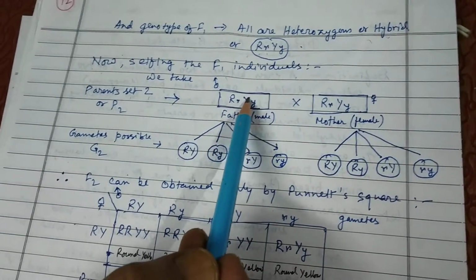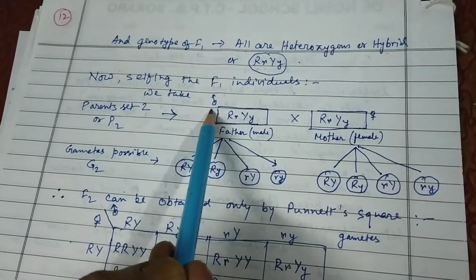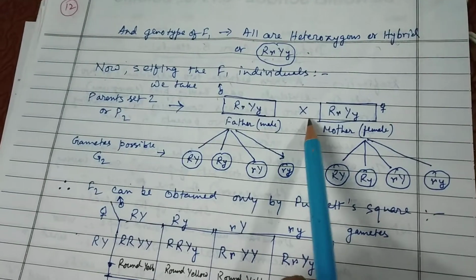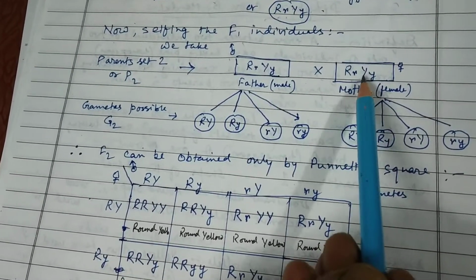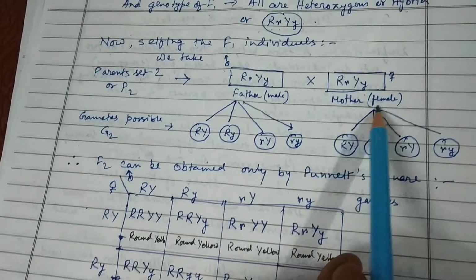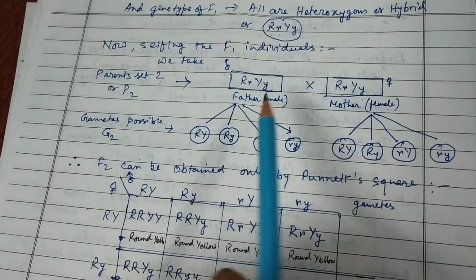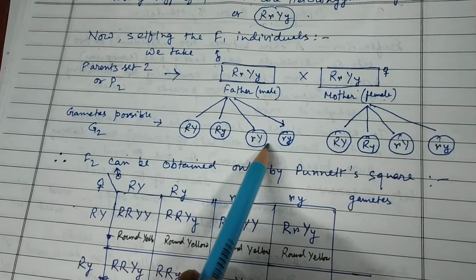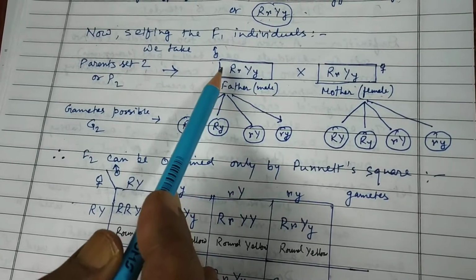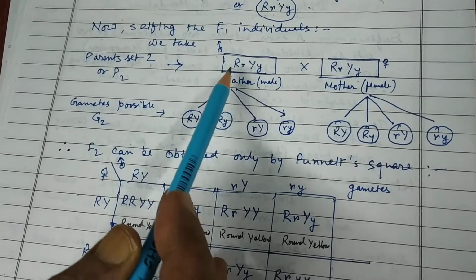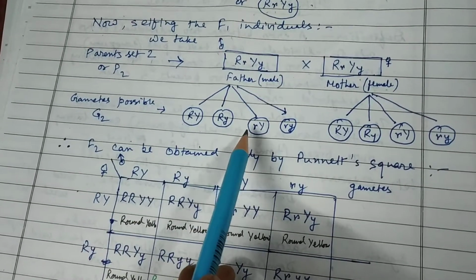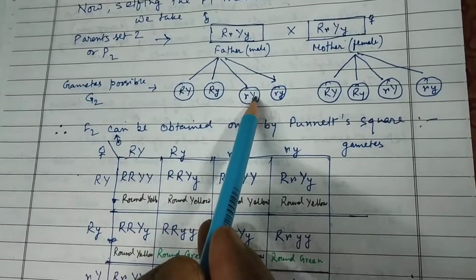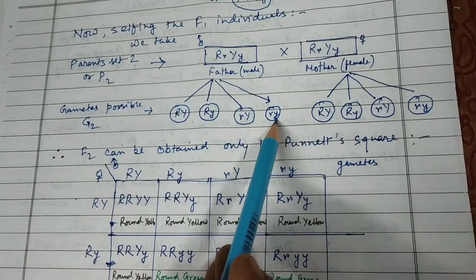Capital R, capital Y, small y. Let it be considered as male, crossed with capital R, capital Y, small y, considered as female. When it is crossed, there are 4 possibilities of gametes.